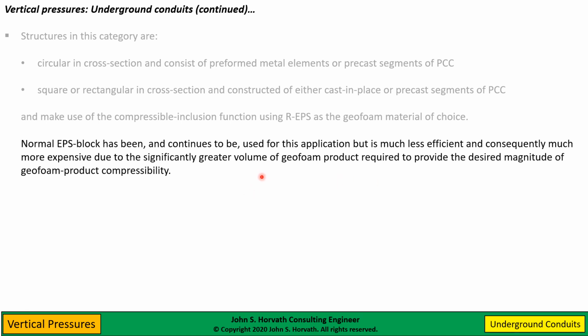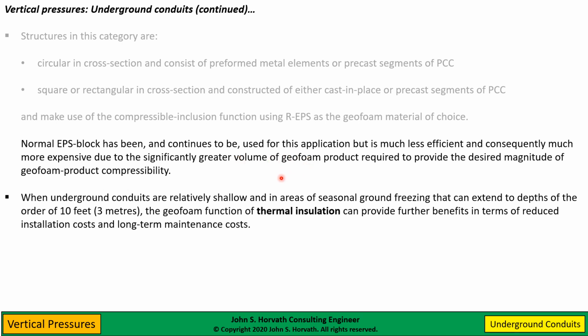As I said, if you look at literature, people use geofoam to reduce vertical pressures on underground conduits quite often, but you'll generally see them use normal EPS block. And this continues to the present. It's much less efficient and therefore much, much more expensive because, as I said, you may need 5 to 10 times the volume of geofoam product to achieve the desired magnitude of compressibility and concomitant load reduction on the conduit. So, you know, you're spending a lot of your client's money if you're using normal EPS block for this application.